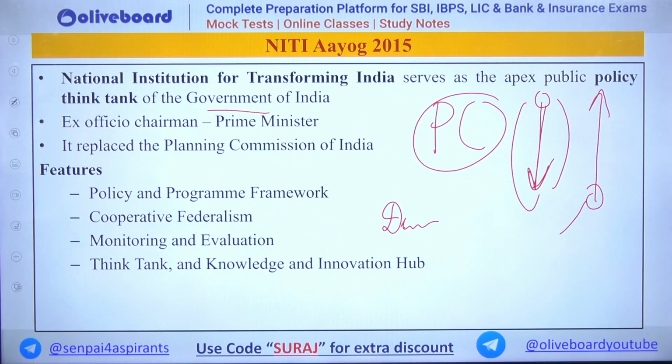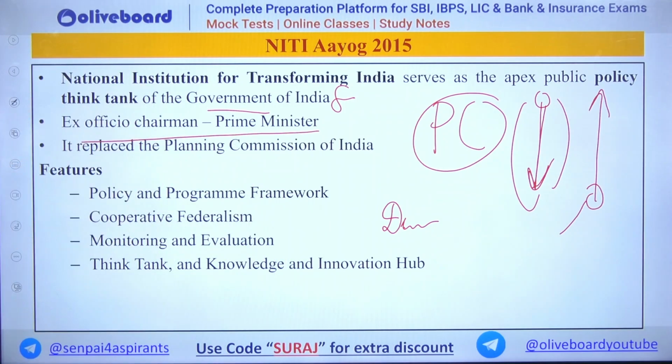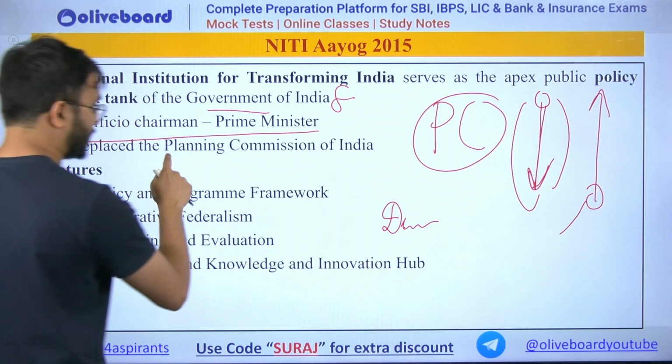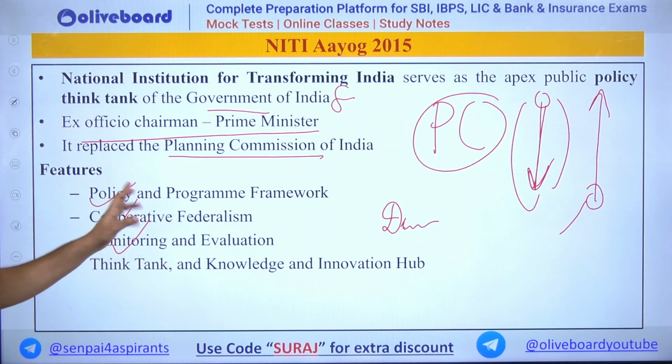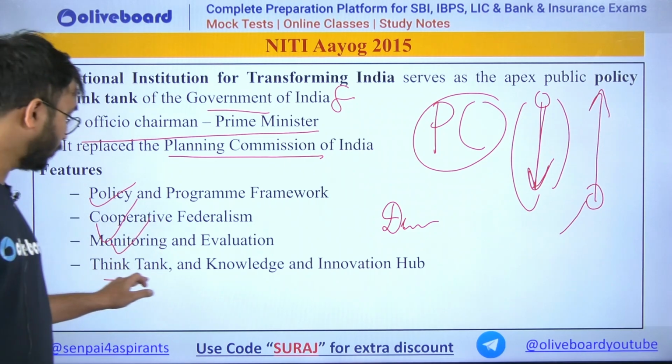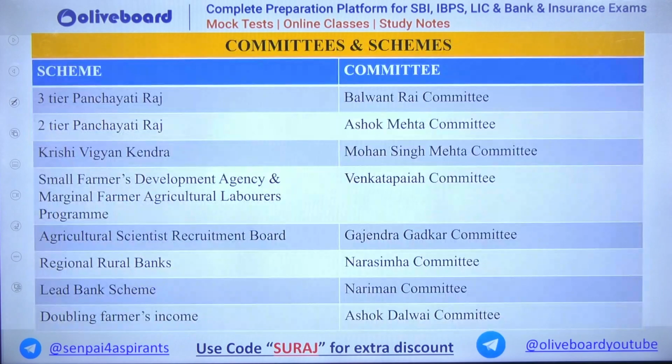an apex public policy think tank of the government. It has no financial powers; it is only a guiding or planning agency. It replaces the Planning Commission. It is a policy and program framework, with cooperative federalism, democratic decentralization, monitoring and evaluation, and more importantly, it's a think tank and knowledge and innovation hub. I hope that you get an idea.